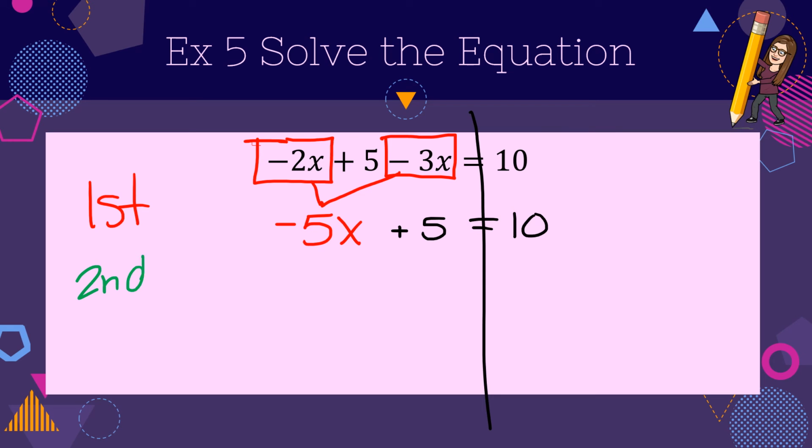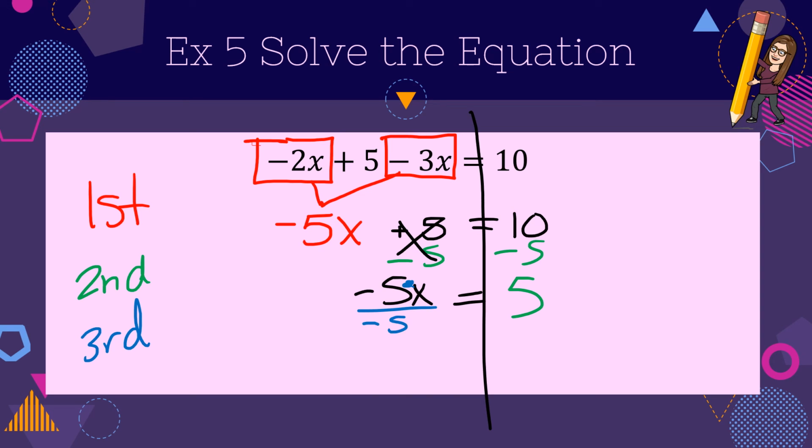Second step, we want to undo any addition or subtraction, so we're going to kick that over. The negative 5x falls down. Last step, undo any multiplication or division. Instead of times negative 5, divide negative 5. The x falls down, and I've got negative 1 for an answer.